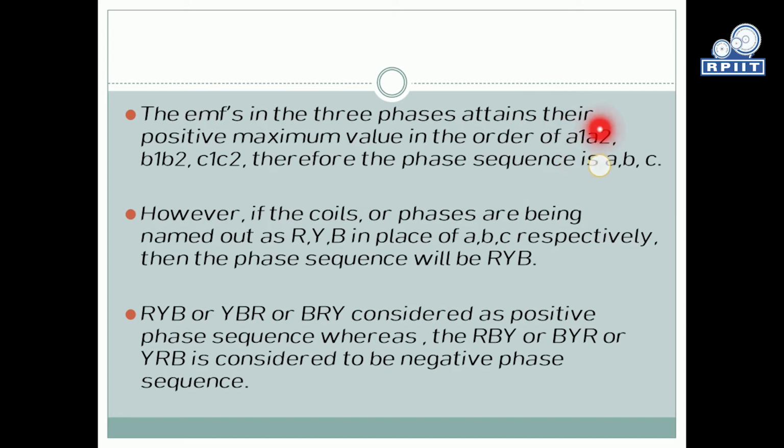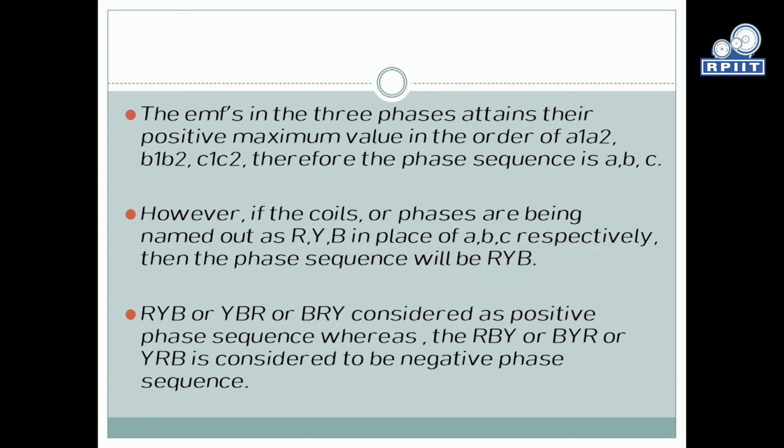So these A1, A2 are the naming of conductors, starting terminal and ending terminal. A1, A2 is the first phase, B1, B2 is the second phase, with the starting terminal and the ending terminal. C is the third phase, C1 represents the starting terminal of the winding or phase and C2 is the ending terminal of the phase. However, if the coils or phases are named RYB in place of ABC respectively, then the phase sequence will be RYB.